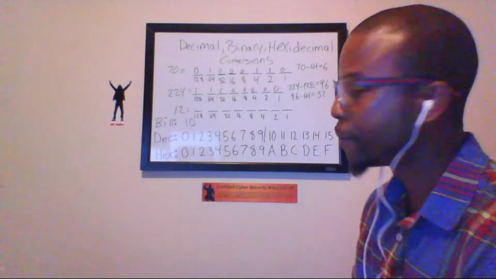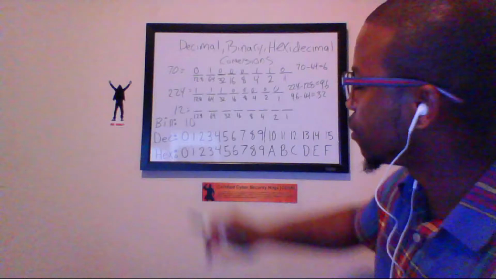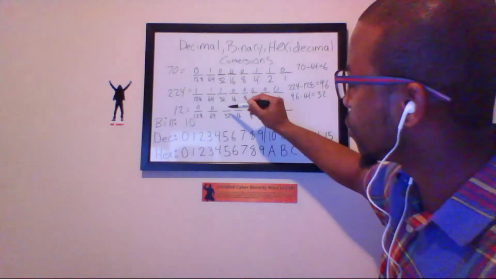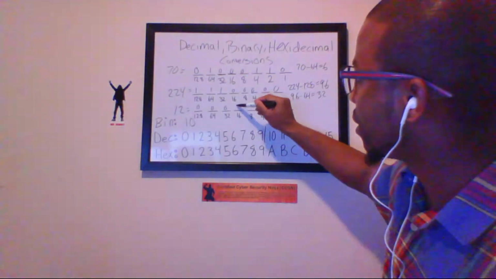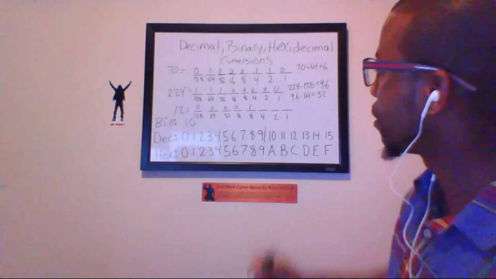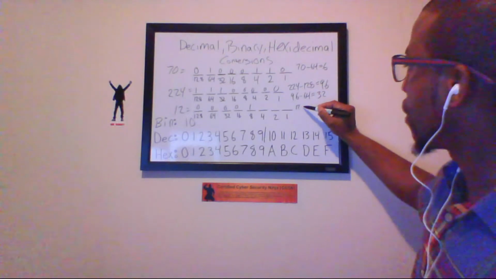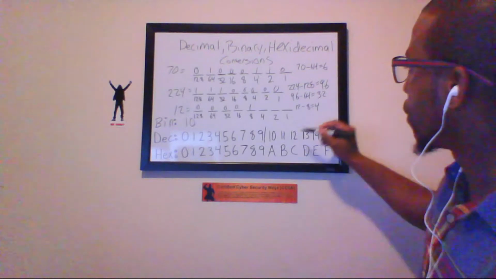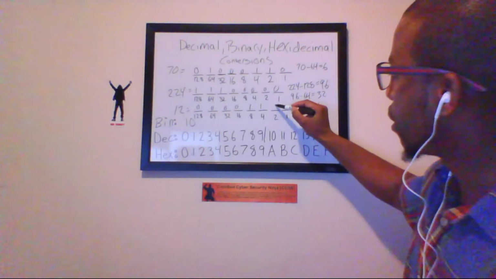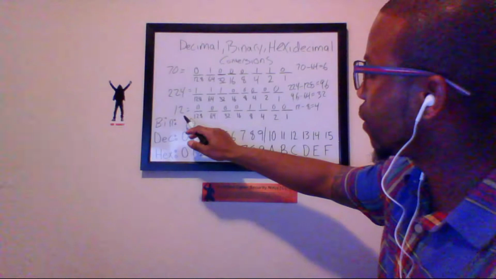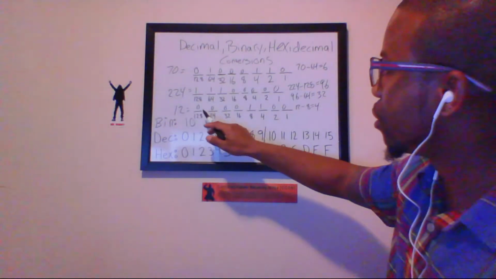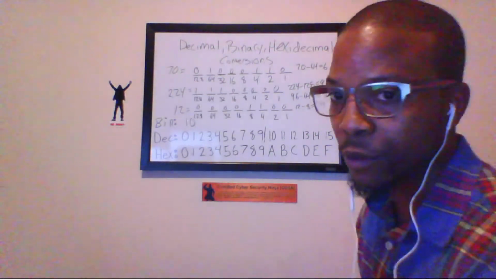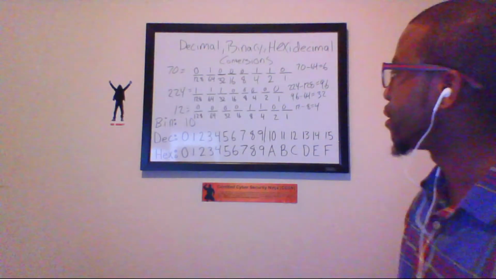So simple. And let's do the last decimal number, 12. 128 is too large, 64 is too large, 32 is too large, 16 is too large, 8, right? So we do 12 minus 8 equals 4. 4 is the next value. We give that a 1, we're done. 12 in decimal equals 0000 1100 in binary form. Now let's go into hexadecimal form.